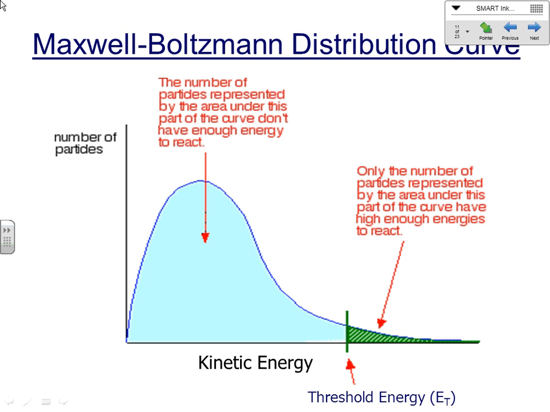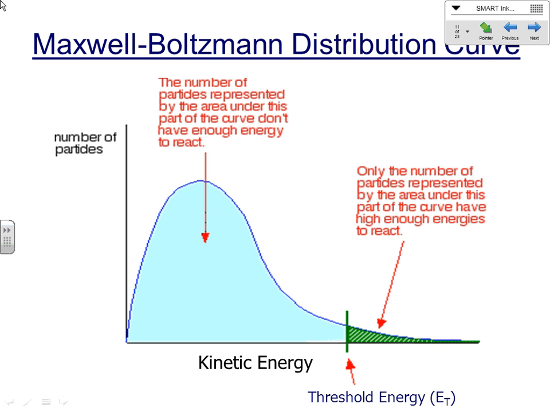So you've got some speeders, you've got some grannies, some slow movers, and then you've got a big bulk of them going the medium speed. The area underneath this curve represents the total number of movers, the total number of particles. If we were to take all of the areas under here, we would determine the total number of all of those particles that are moving around.